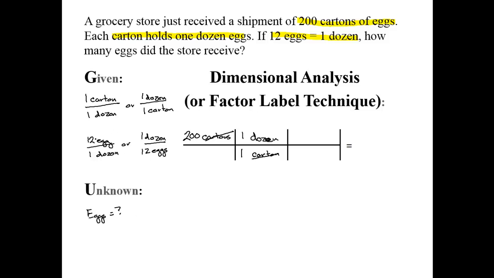Now we can move to this second set of ratios and either choose the first one or the second one. And I hope that you can recognize that the first one is the one that we want, because dozen will cancel out. So 1 dozen, 12 eggs. Now when we cancel these units, we are left with eggs, which is what we want when we're all said and done.